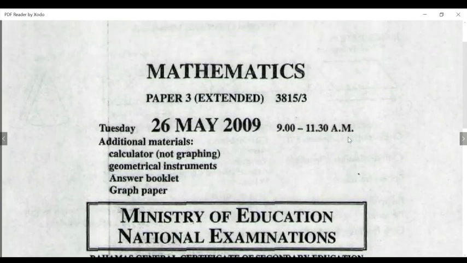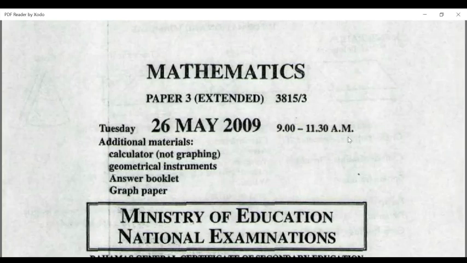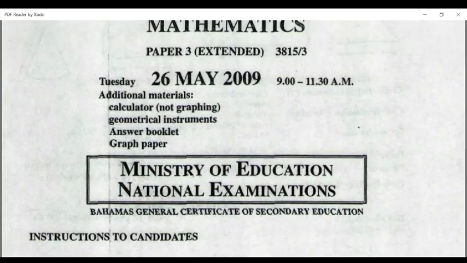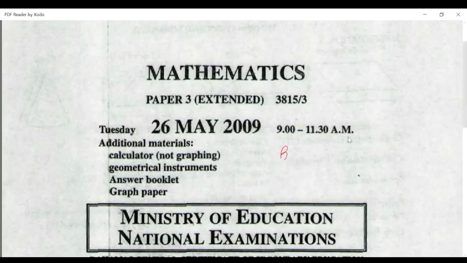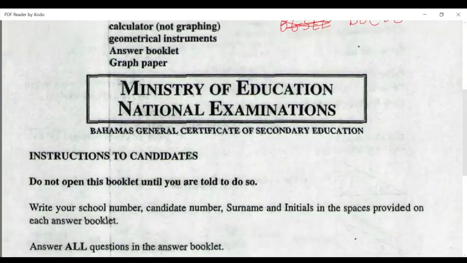So my name is Luke, and I will be giving a quick run through of this 2009 BGCSE exam. Been a while. BGCSE, excuse my mistake.